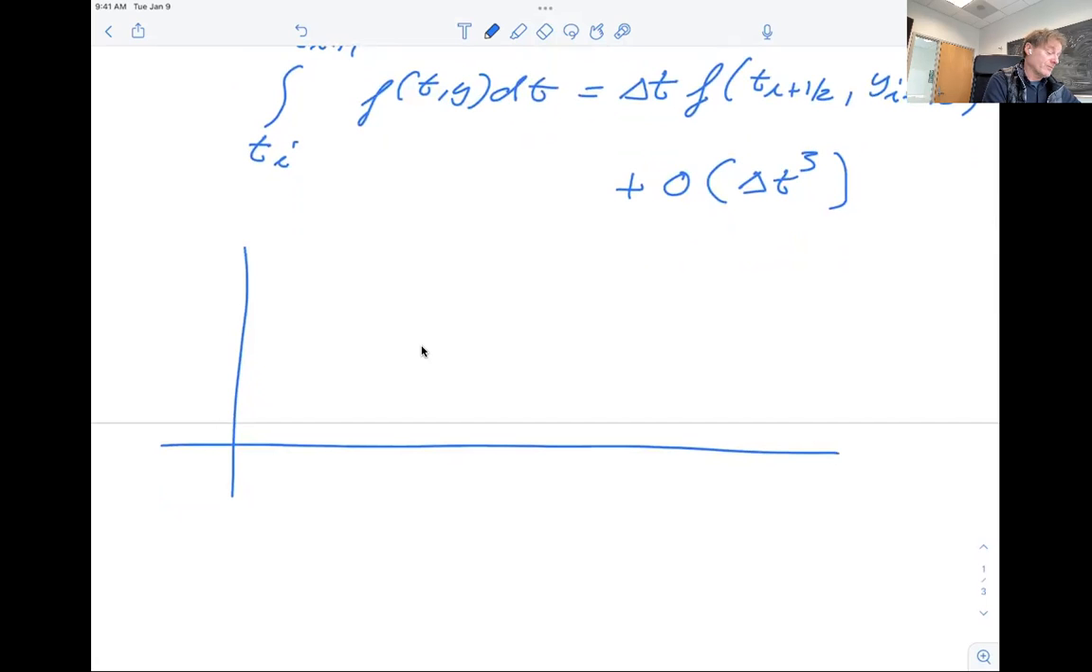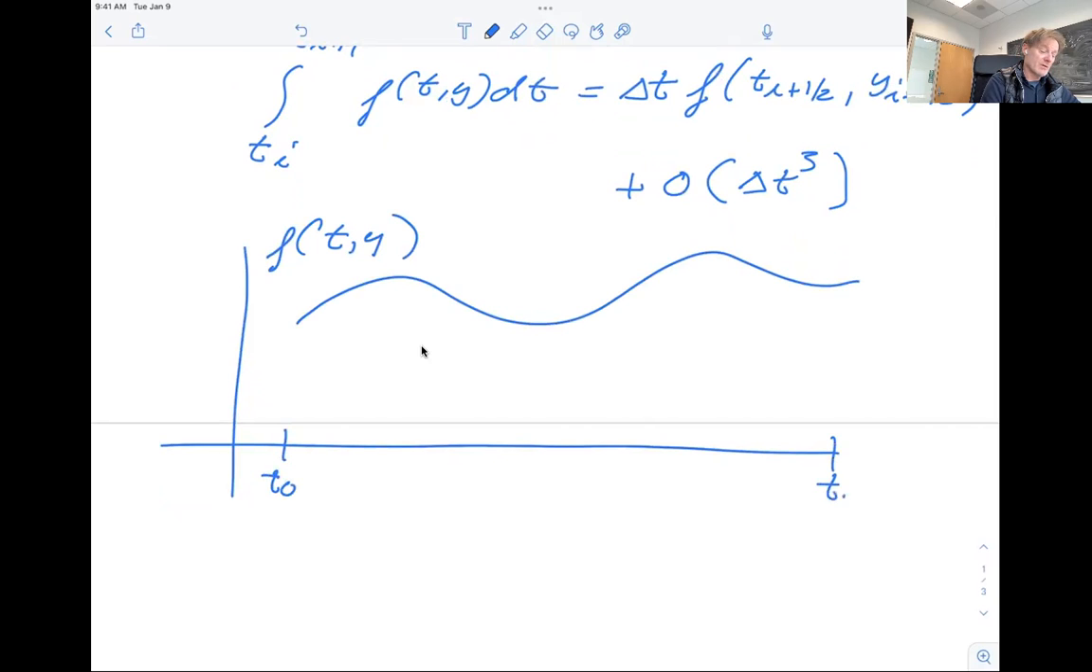So if we plot the function f(t, y) here, let's just assume this function looks like this. We discretize our domain from a t0 to a final t_n, and we want the area below the curve from t0 to t_n. Now, the way we approximate the area here is by using the so-called midpoint.